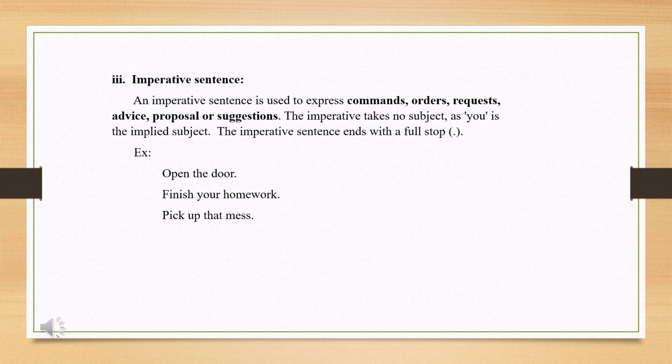Third one, imperative sentence. An imperative sentence is used to express commands, orders, requests, advice, proposals, or suggestions. The imperative takes no subject as you is the implied subject. Basically, they tell someone what to do or reflect something you want to happen. It ends with a full stop. Look at the example sentences.